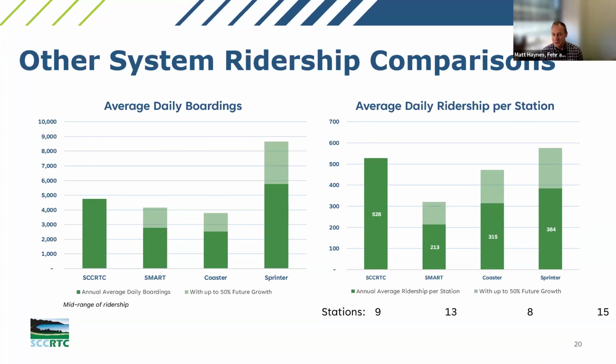And then that shows, if we look at the right chart, the daily ridership per station, we're looking higher than most of the other systems based on their current ridership, and then higher than SMART and Coaster, even accounting for future ridership growth at those stations. Next slide.